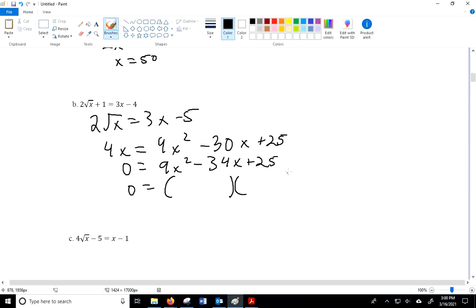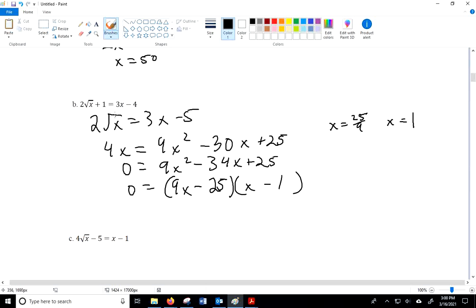Okay, and this does factor. It factors as 9x minus 25 and x minus 1. So, a bit of some yucky answers: x equals 25 over 9 and x equals 1.